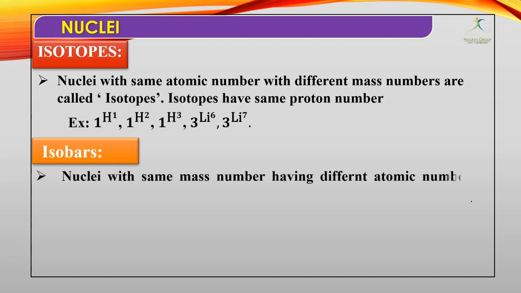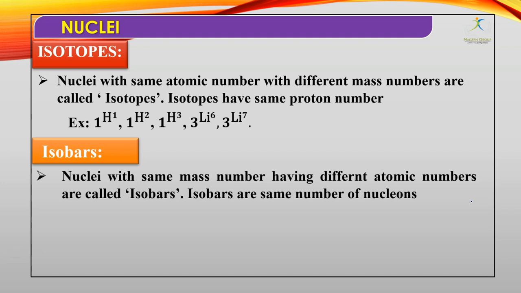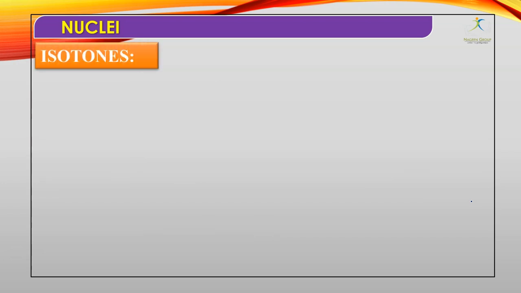Isobars. Nuclei with the same mass number but different atomic numbers are called isobars. Isobars have the same number of nucleons. For example, 18Ar40 and 20Ca40.